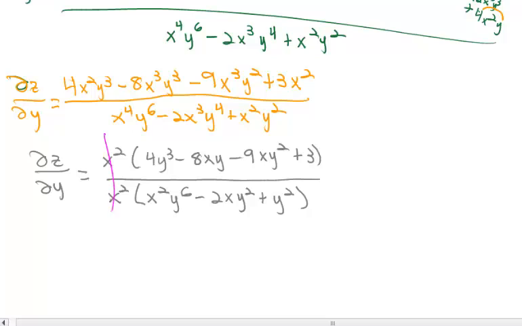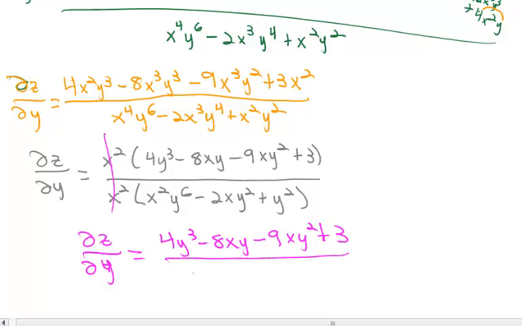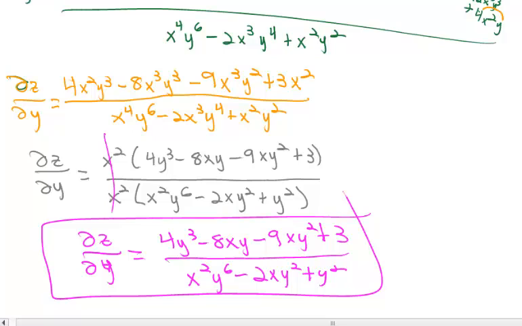And as we were hoping, the x squareds are going to divide out. So our final answer of this quotient is 4y cubed minus 8xy minus 9xy squared plus 3 all over x squared y to the 6th minus 2xy squared plus y squared, and we have our final answer.